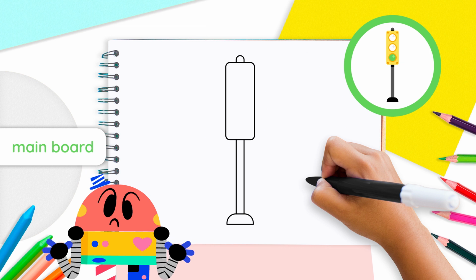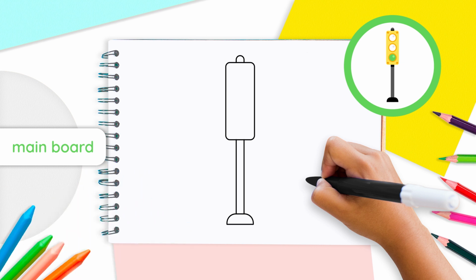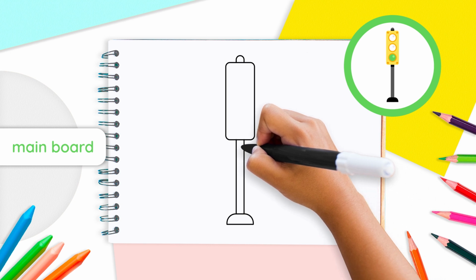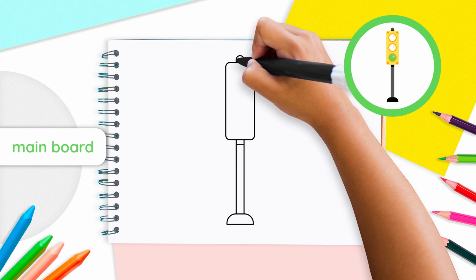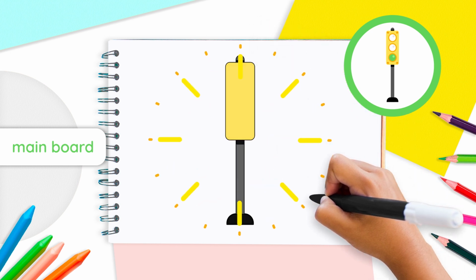Now, right below the bottom line of a rectangle, between the 2 lines, draw a horizontal line. Do the same above the top line of a rectangle, inside the curve, just like that.